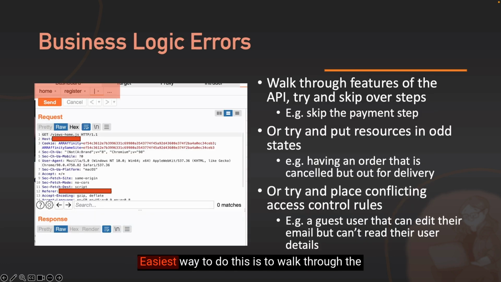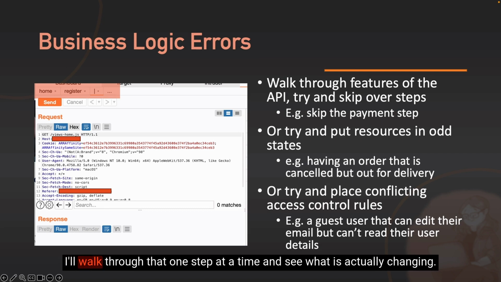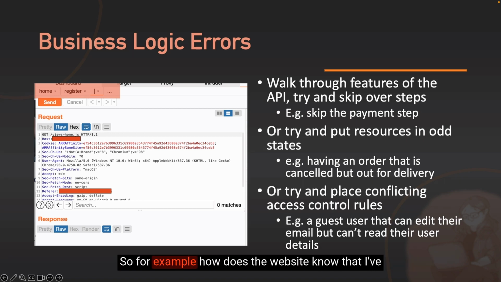Business logic errors. The easiest way to find these is to walk through the features of an API and try to skip over steps. The way I do that is I go into Burp and label requests. If I'm taking an e-commerce website, I'll label the request to put things in the cart, the request to check out, and the request to put in shipping information, and I will walk through that one step at a time and see what is actually changing. So, for example, how does the website know that I've paid?